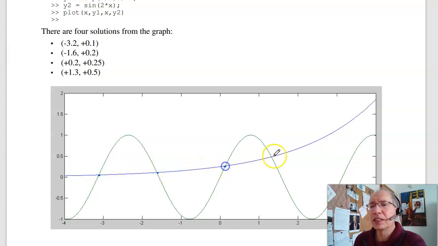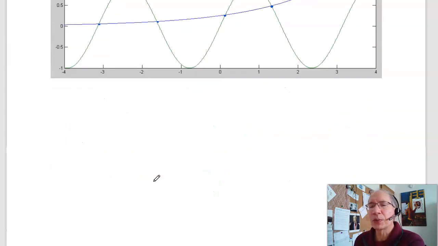In this case, there are 4 solutions. And reading off the graph, I get roughly what they are. Again, in homework set 2, we'll find these more precisely. So that's one of the beauties of Matlab. It has really good graphics as well.